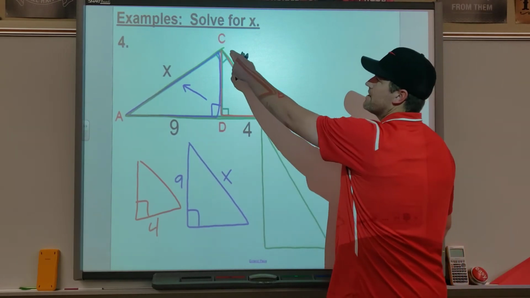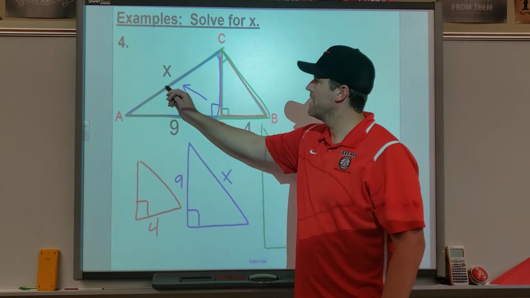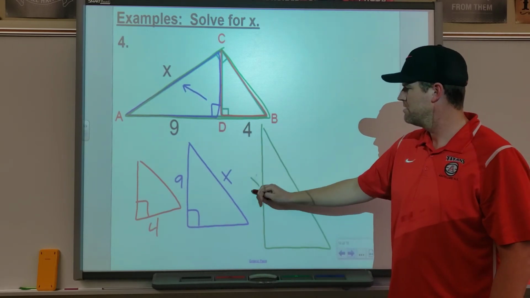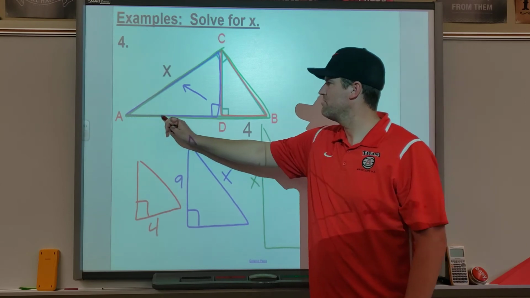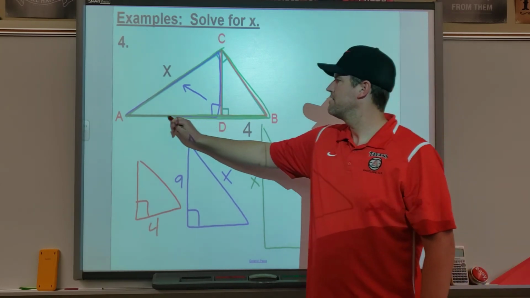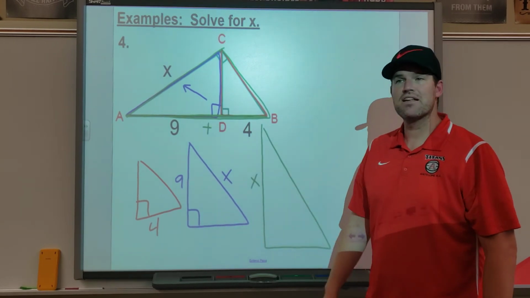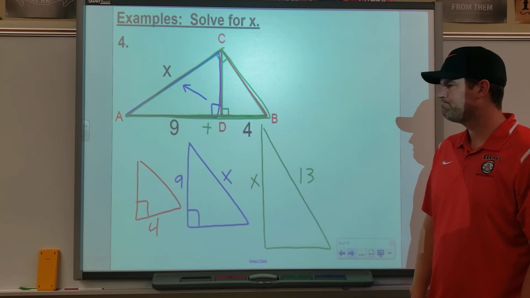The shortest side of it, right here, we don't know. The medium length, or the other leg, we know is x. And then the hypotenuse of the big triangle is this whole side here. So it's not 9, it's not 4, it's 9 plus 4. So we're going to go ahead and get 13.